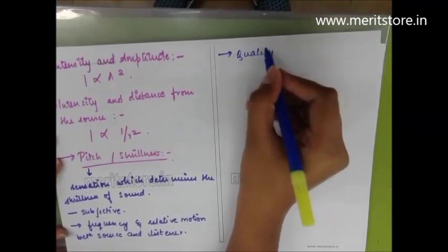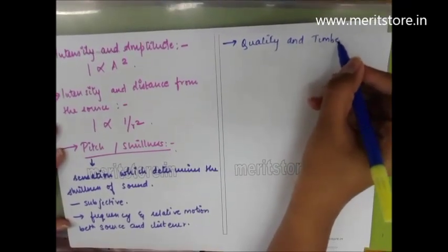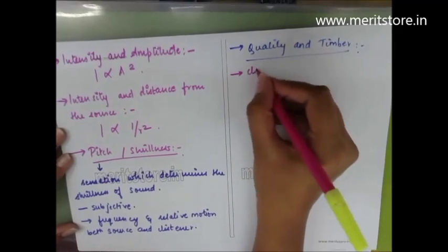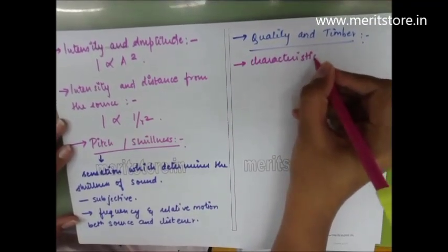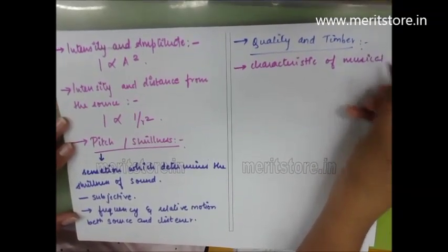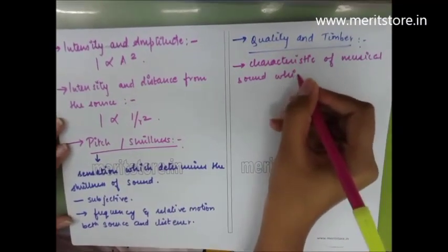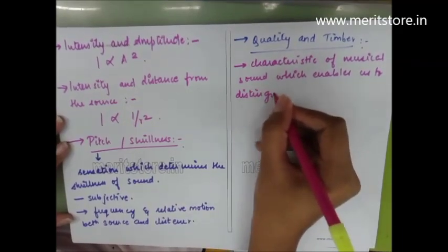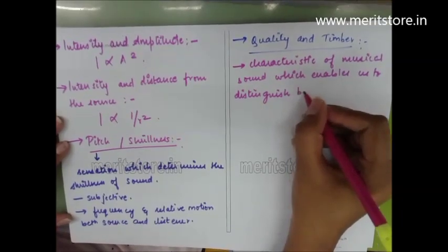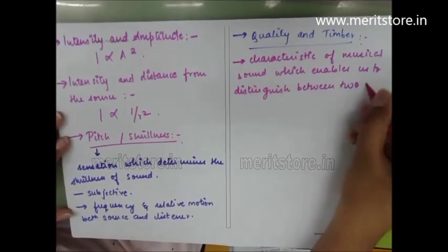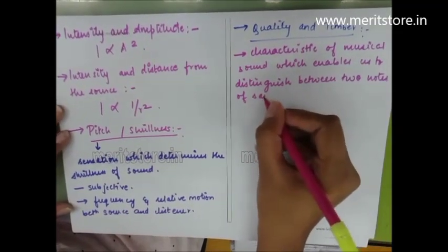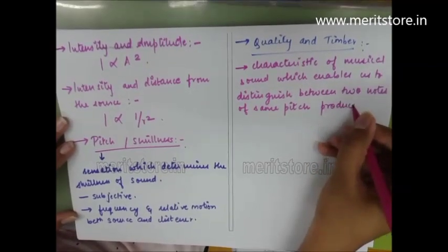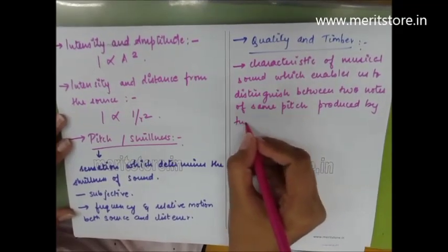Quality and timbre. Quality is a characteristic of musical sound which enables us to distinguish between two notes of the same pitch and loudness produced by two different sources.